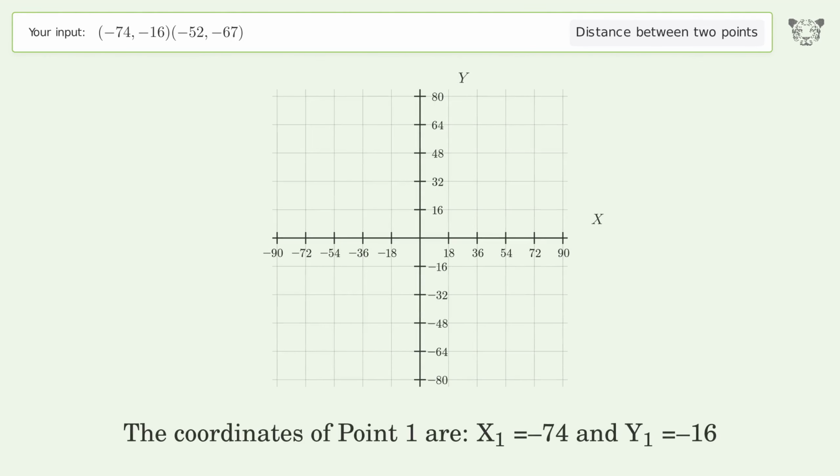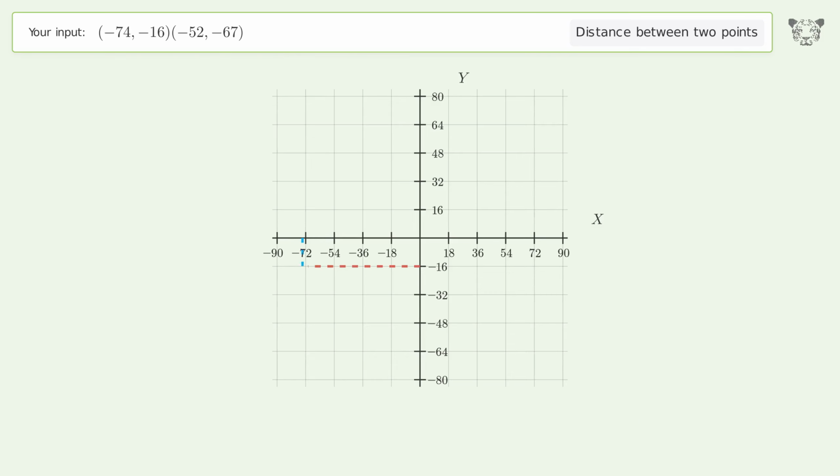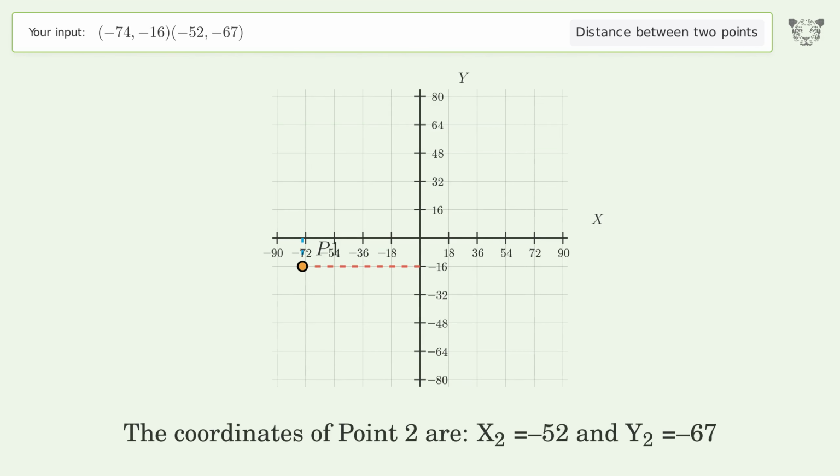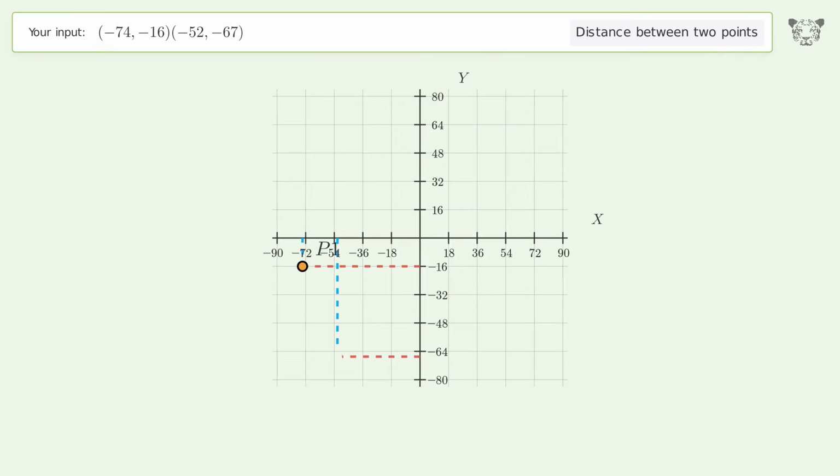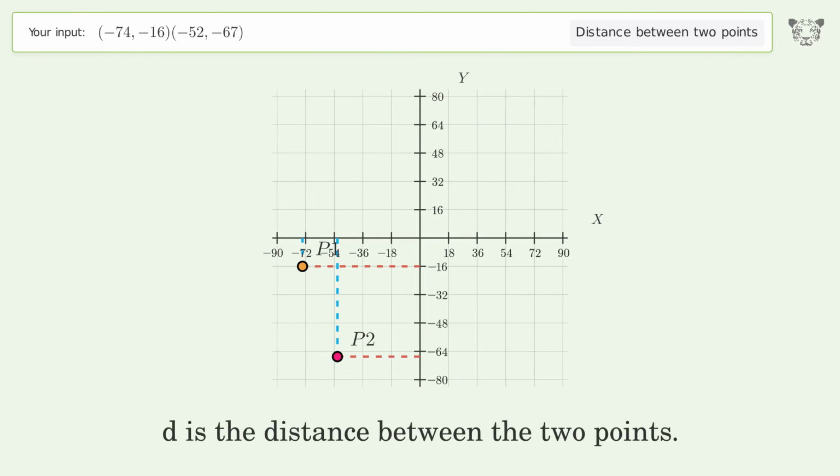The coordinates of point 1 are x1 equals -74 and y1 equals -16. The coordinates of point 2 are x2 equals -52 and y2 equals -67. D is the distance between the 2 points.